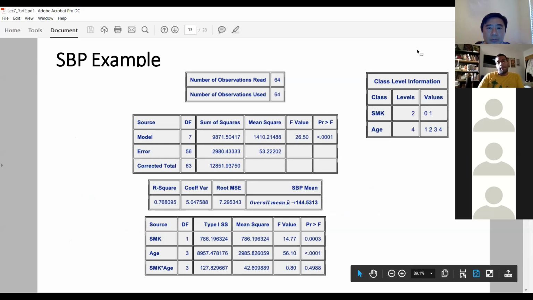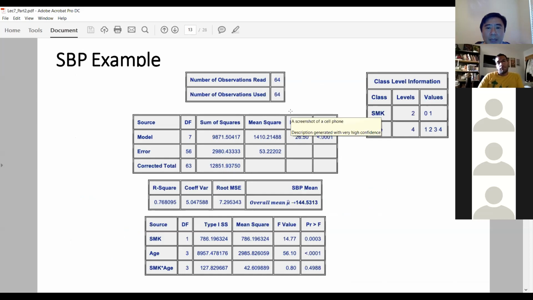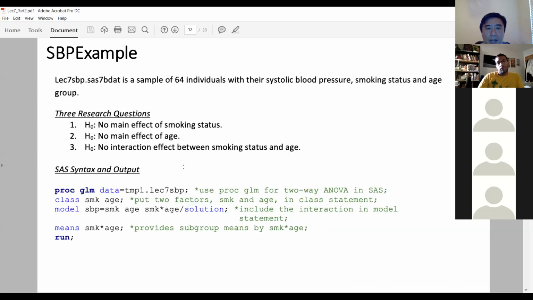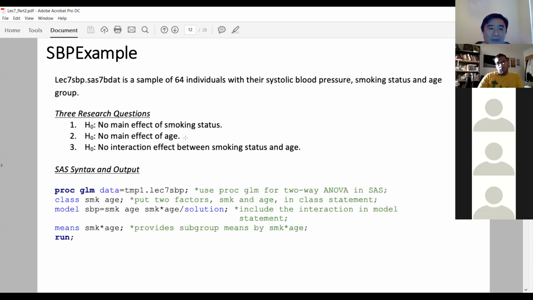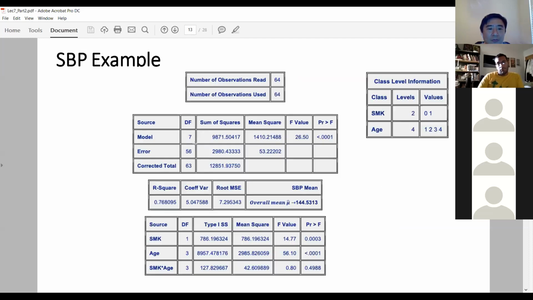It's important for you to be able to interpret the result after you run this PROC GLM for two-way ANOVA. The first one is the ANOVA table for the whole model. So you can see they put all the degrees of freedom together in the model, which means this model includes all the effects: the main effects for smoking, the main effects for age, and also the interaction between them. And then you only have one error term there.